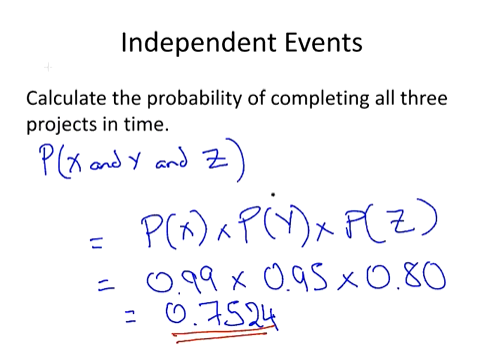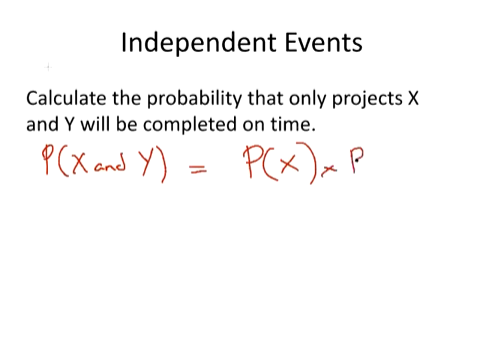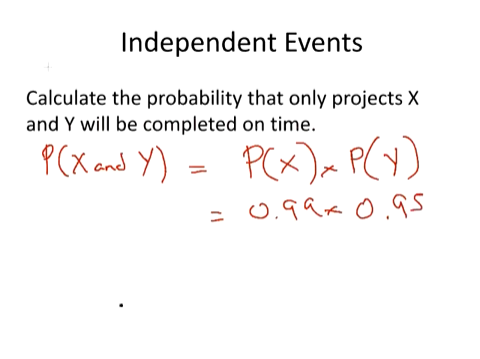Okay, so let's look at another question. Calculate the probability that only X and Y will be completed on time. Well, it's natural to consider this problem as follows: probability of X and Y, probability of X times the probability of Y, 0.99 times 0.95. But let's just be clear, this approach is completely wrong.